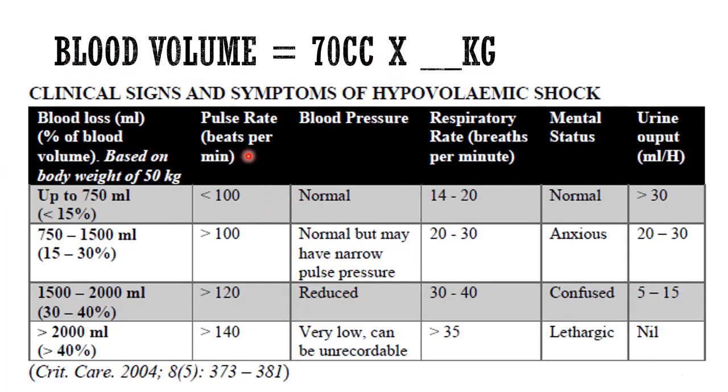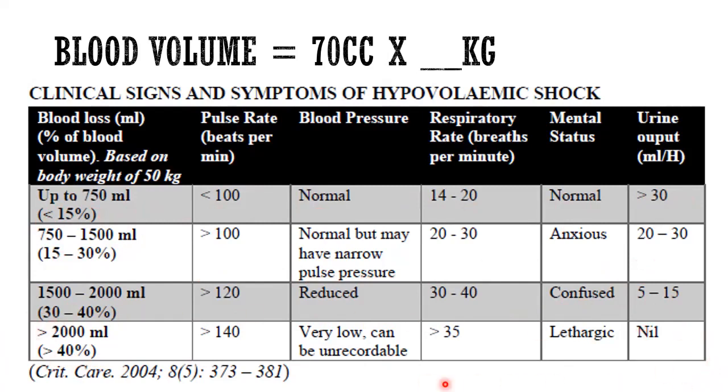So you need to know whether the heart rate, the blood pressure, you look into the respiratory rate, mental status, and the urine output. Okay, so it seems like a lot of numbers to remember, but remember the tennis score. When we play tennis, the score will be 0, 15, 30, and 40. So less than 15% is class 1. 15 to 30 is class 2. 30 to 40 is class 3. More than 40 is class 4. This is very severe.